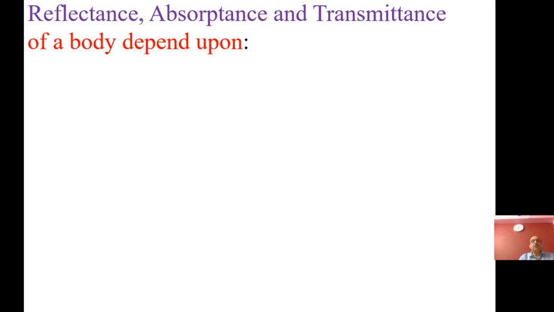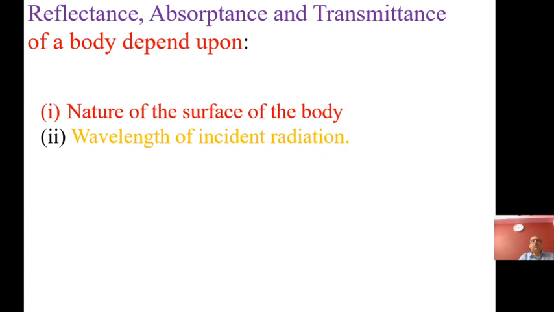Now we will discuss some terms related to radiation. The first is reflectance, second is absorptance, third is transmittance, and these depend on the nature of the surface of the body and the wavelength of incident radiation.